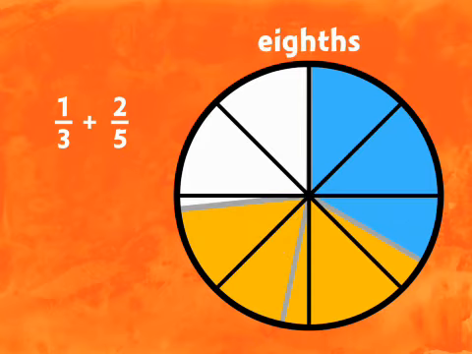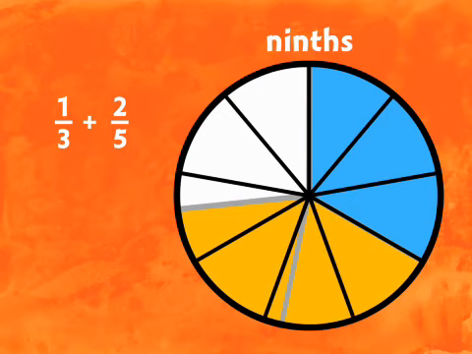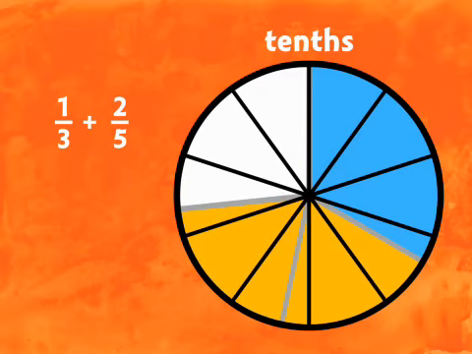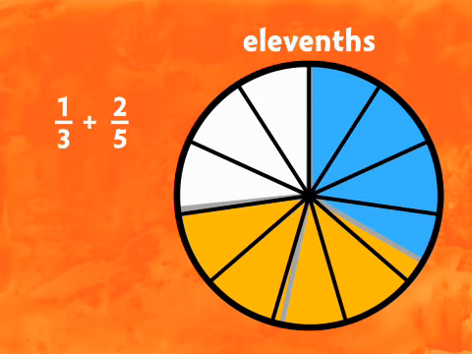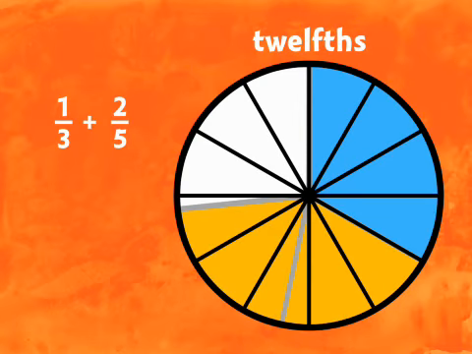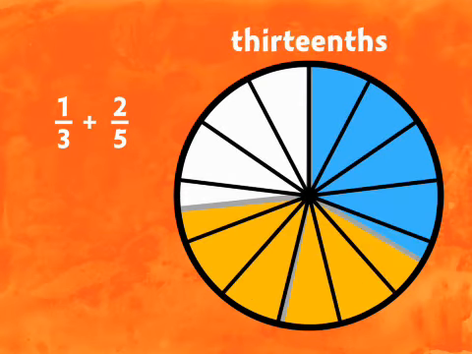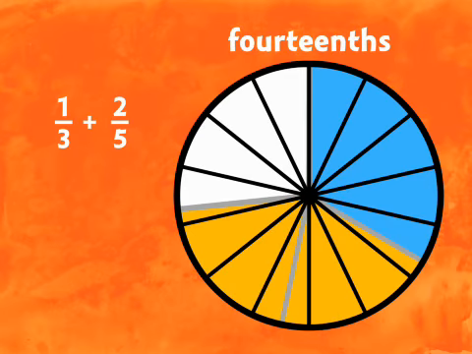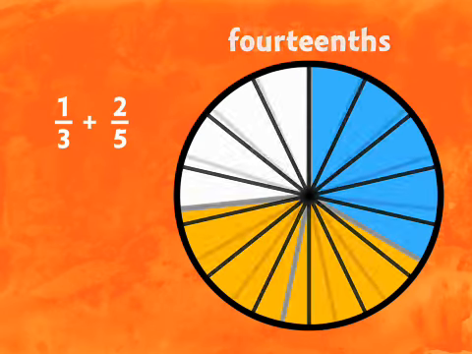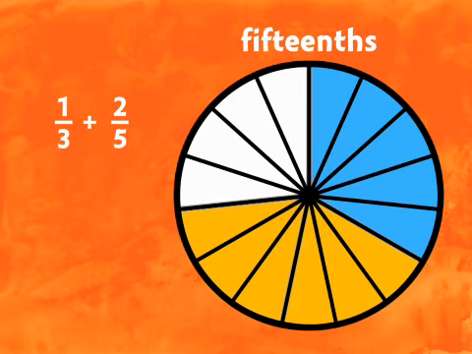or eighths, or ninths, or tenths, or 11ths, or 12ths, or 13ths, or 14ths. The sum does represent a whole number of 15ths.